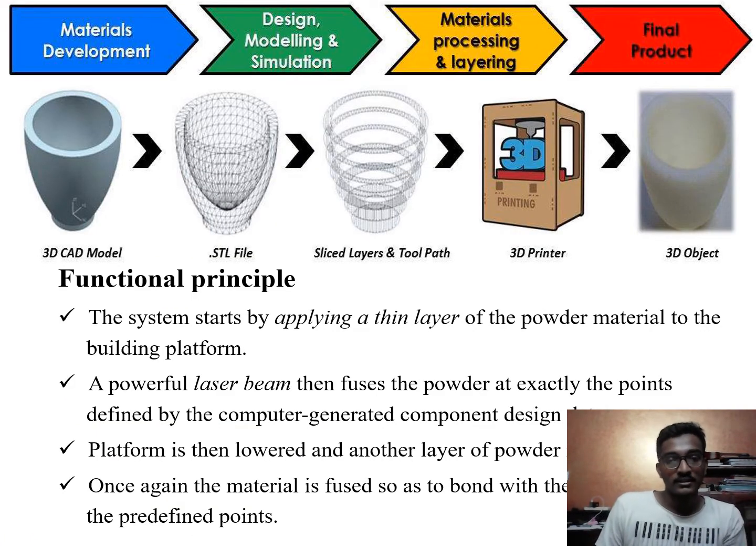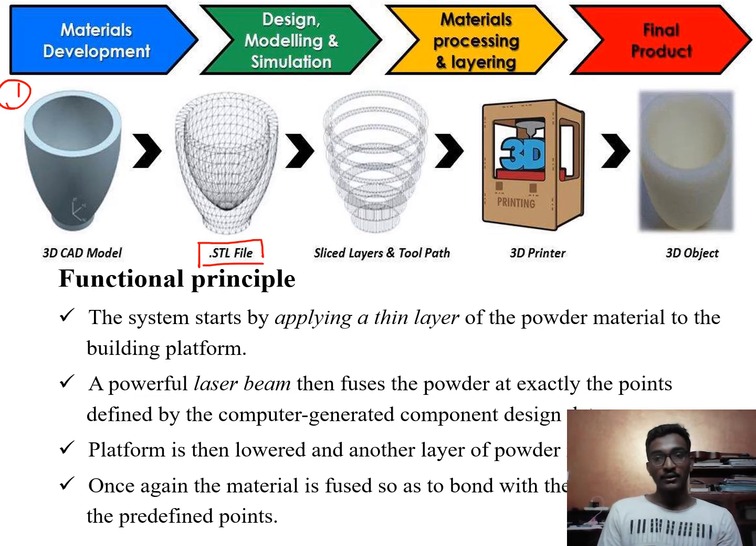So let's see what the major steps are. The first is materials development. The materials develop from the 3D AutoCAD model, which we design, model and simulate, and it is saved as an .stl file. Just remember it, .stl file. If you are doing CAD or anything else, you might know this. The second step is designing, modeling and simulating. We call this DMS: design, model, and simulate.